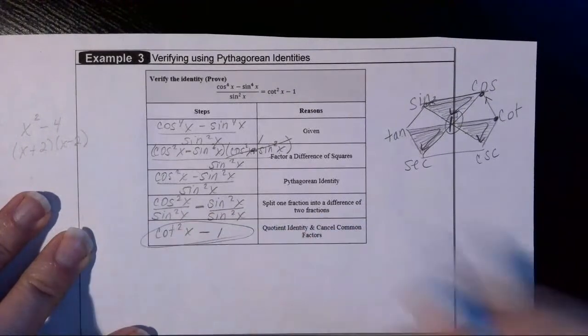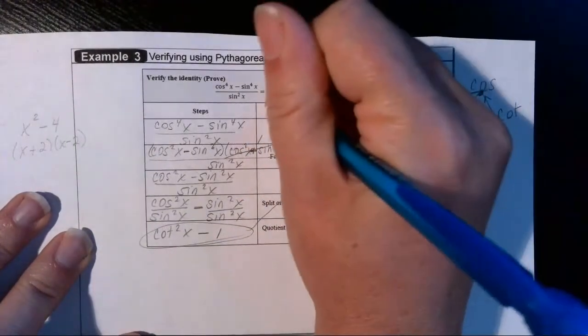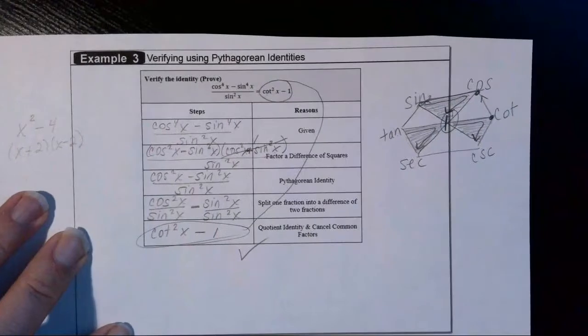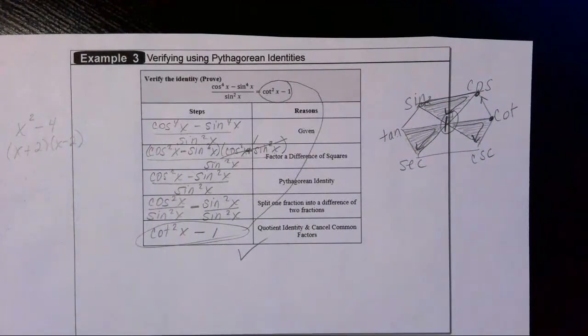And when we compare that to what we were looking for up there at the beginning, we've done it. We've verified this trig identity. Okay, so hope that helps, and go ahead and try the checkpoint problem on your own.